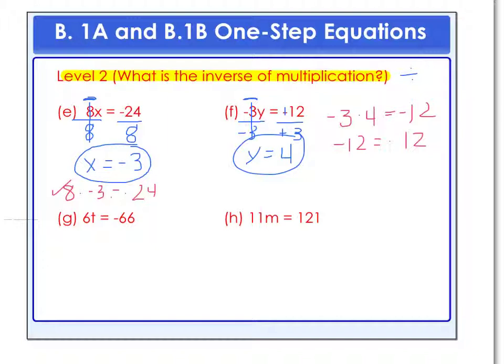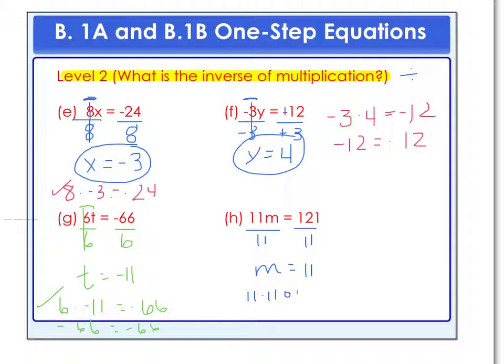The next problem, we see that we have 6 connected to our t. To undo that, we have to divide by 6. 6 over 6 is 1, so we have our t equaling negative 66 divided by 6, which is negative 11. We'll check. 6 times negative 11 gives us negative 66, and that is true. So we know we got the right answer. The next one, we divide by 11 on both sides, and m equals 11. If we wanted to check, does 11 times 11, or 11 squared, equal 121? And the answer is yes. So we know we got our answer correct.